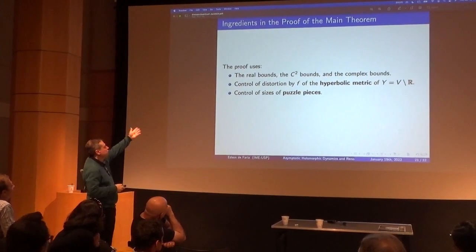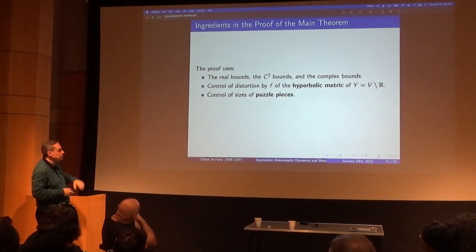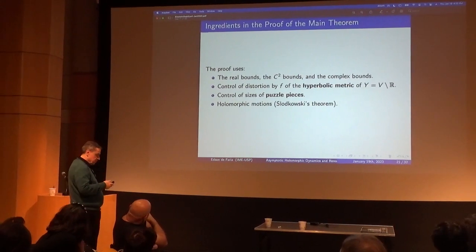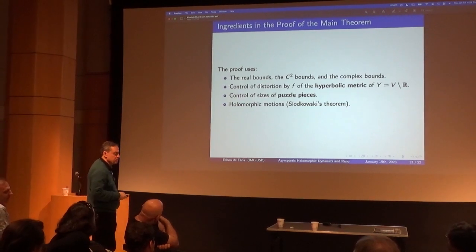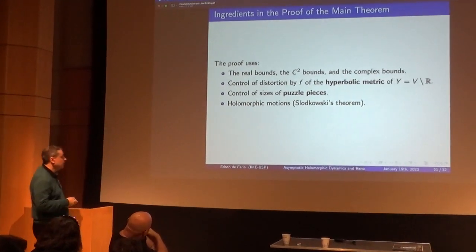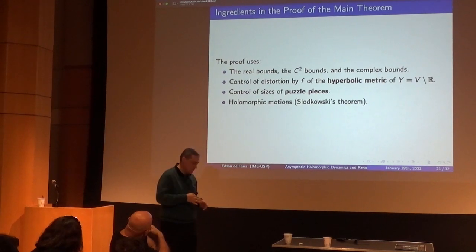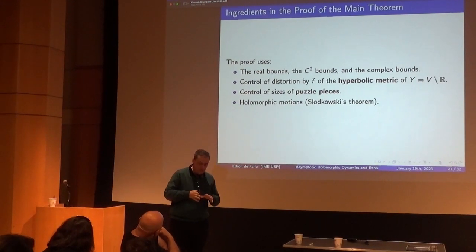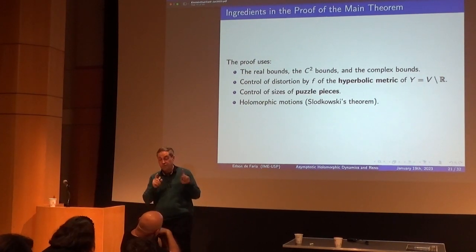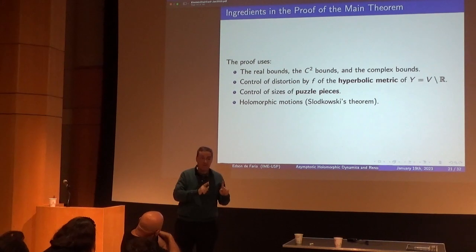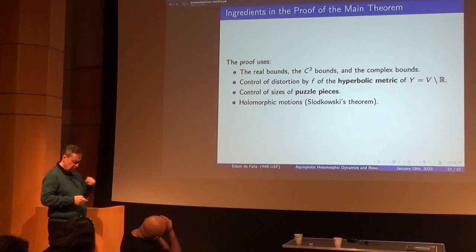The proof also has to control the sizes of the puzzle pieces to prove the local connectivity, but let's forget about that. It turns out that in the proof of the estimates, I need to use Slodkowski's theorem of holomorphic motions. I'm not going to talk about that, but basically it's a theorem that says if you have a holomorphic motion of some subset of the sphere, you can extend it to a holomorphic motion of the entire sphere with the same time parameter, if the motion is defined on a disk. If it's a motion defined on more parameters, you cannot do that.